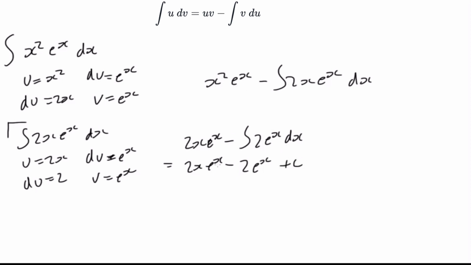Remember, we've got this value up here, so put it all together, we get an end value of x squared e^x minus, remember, minus this whole thing here, so minus 2x e^x, and then we have the minus of this minus, which gives you a plus. So yeah, that was an example of a double integration by parts here.